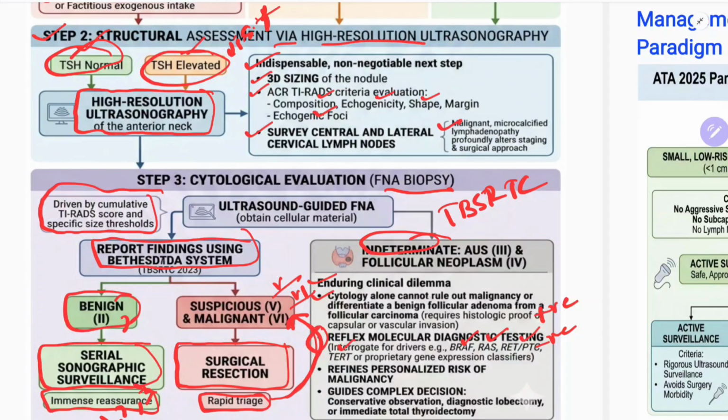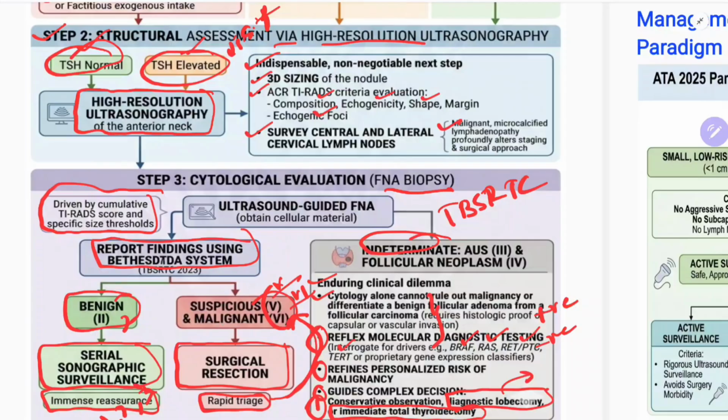So these two will help us refine personalized risk of malignancy and guide complex decisions. So either you can do conservative observation for these categories, or you can do a diagnostic lobectomy. In lobectomy, you will look for any capsular or vascular invasion. If it is there, then it is carcinoma. Or you can do an immediate total thyroidectomy also. Okay, that is the cytological evaluation.